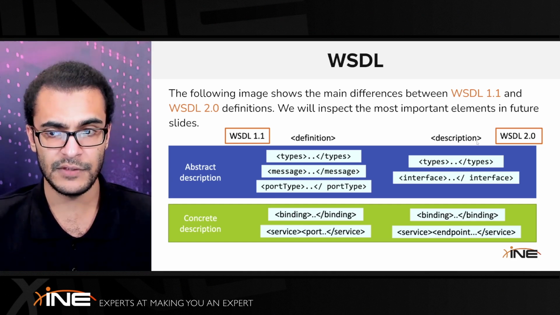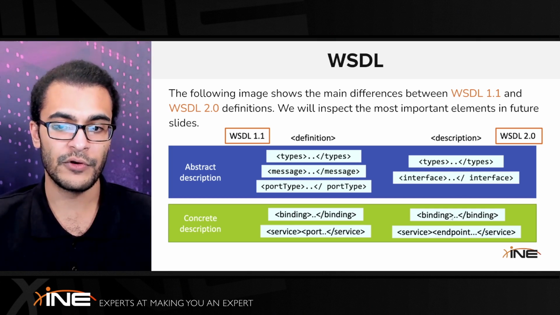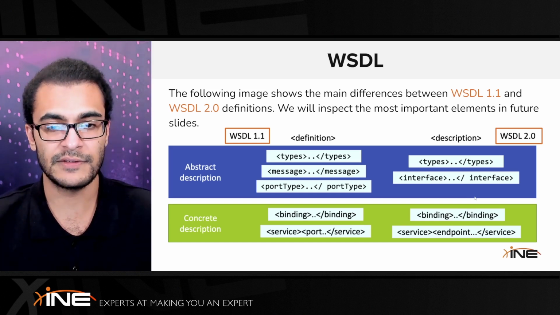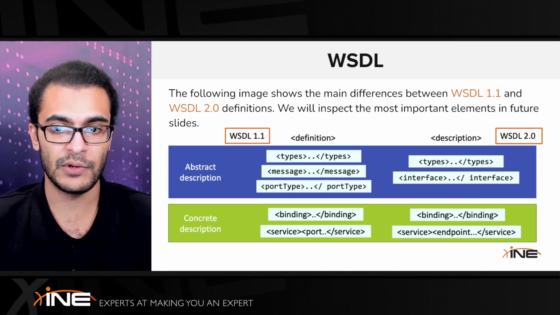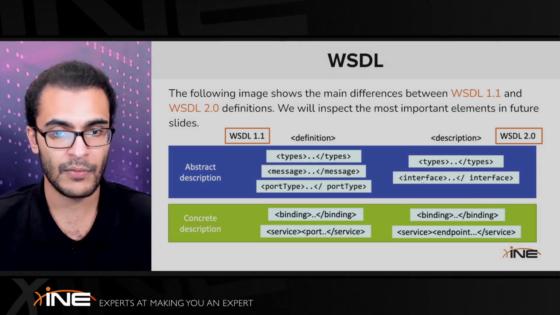And then for WSDL 2.0, for the abstract description, you'll have types and then the interface. For concrete, you'll have the binding, then the service, and then the endpoint, which again, you don't need to understand in terms of the differences. What you need to understand are these tags here. And I'll explain what they mean in the context of XML, but also literally.